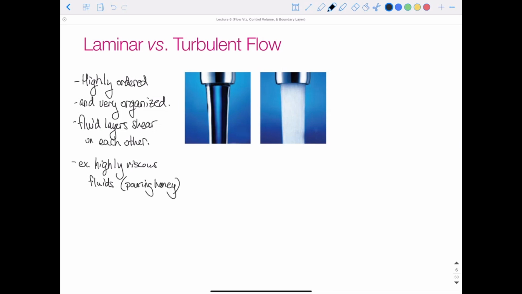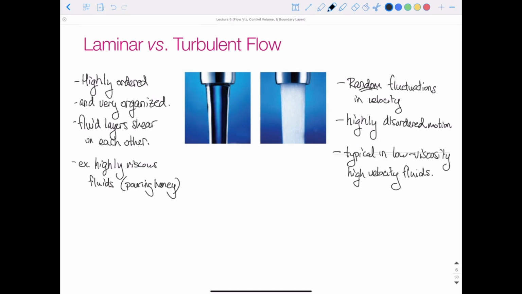Turbulent flow is defined as random fluctuations in velocity and highly disordered motion, so it's not organized at all. And examples of this could be the flow of low viscosity fluids such as air at high velocities, and this is typically turbulent flow. So turbulent on the other side is random fluctuations in velocity. It's highly disordered, and it's typical in low viscosity, high velocity fluids.